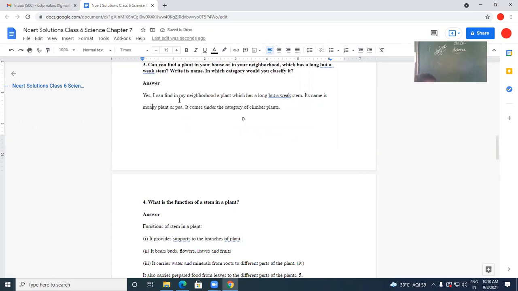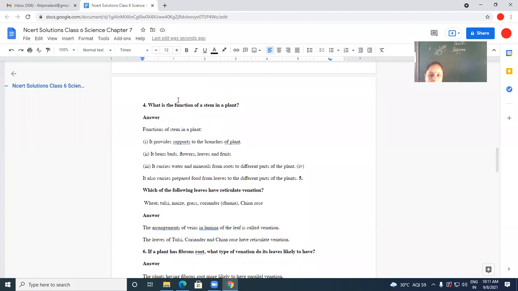Yes, so we see the money plant, so we will write the money plant. Okay. So yes, I can find in my neighborhood a plant which has a long but a weak stem. Its name is money plant. It comes under the category of climber plant. Okay. Question number 3 you will be doing in your copy. Question number 4 also you will be doing in the copy.